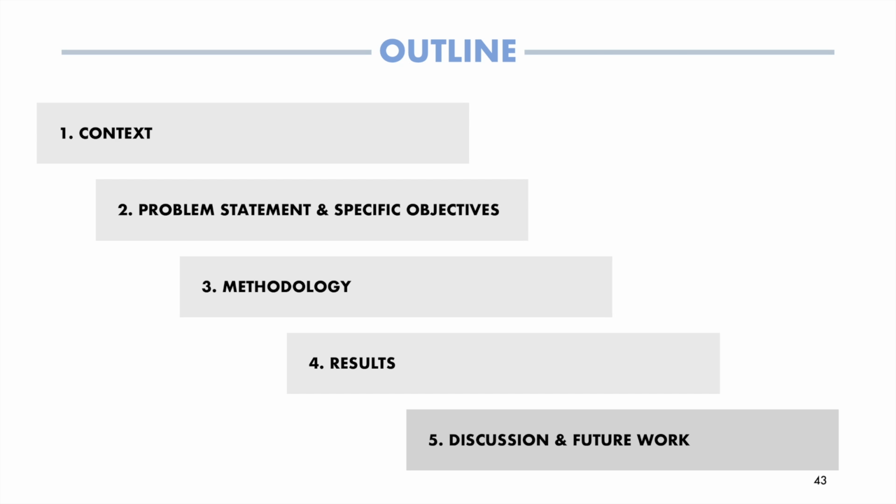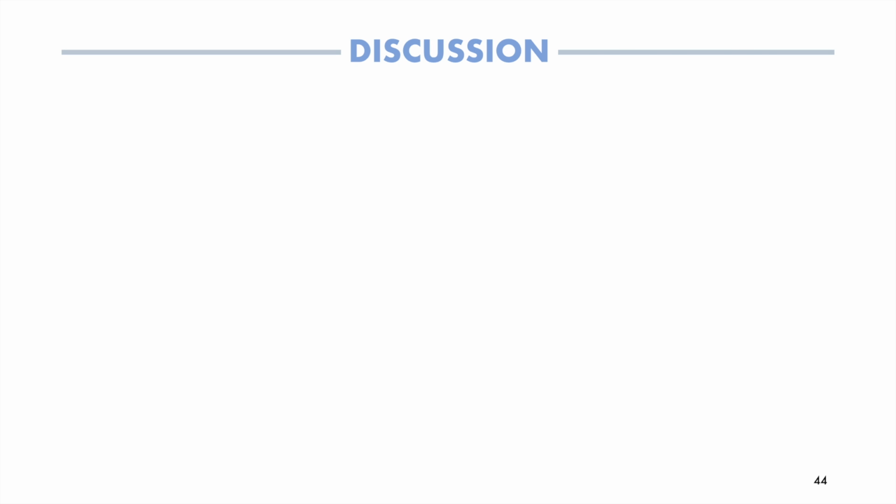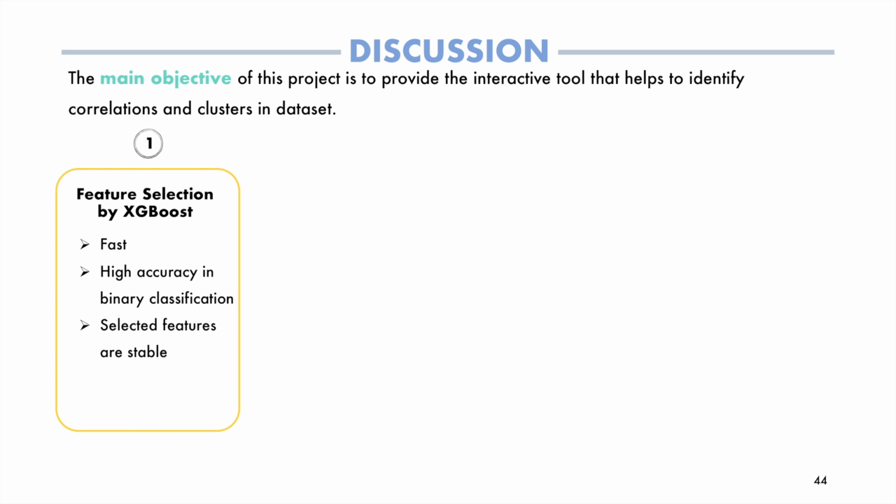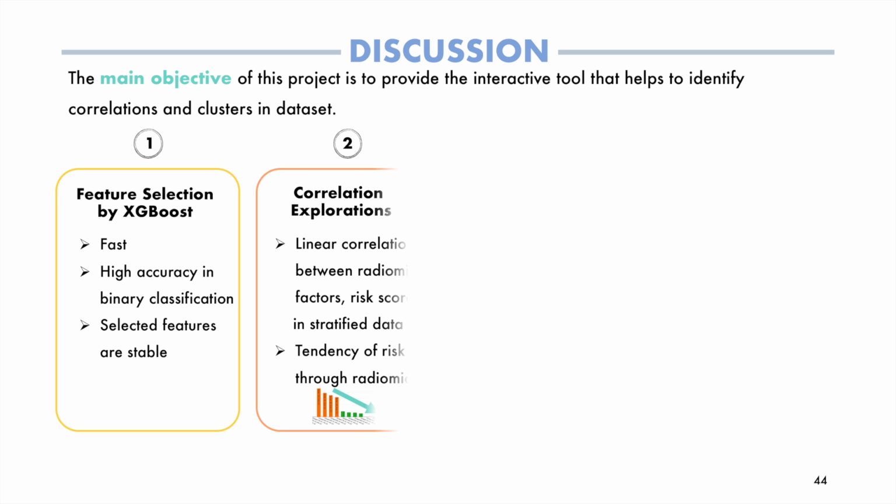Discussions and future work. There are 4 points I would like to discuss here. First, XGBoost feature selection evaluation. It is fast, high accuracy in binary classification, and stable for feature selection. Second, correlation exploration. The linear correlations between radiomics data, critical outcomes, and risk score are found, which may help physicians and researchers better understand the change in radiomic features and the relation with health conditions.